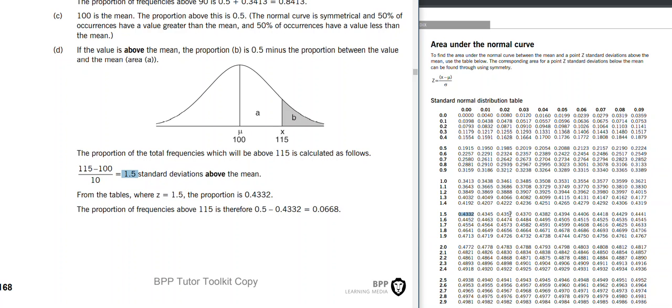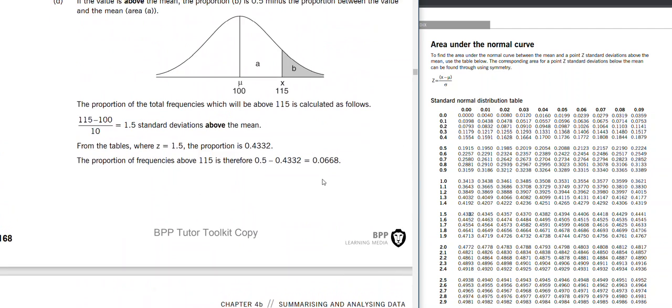So this percentage that is given here, this is a percentage for this part and this part. So it shows you what is the percentage here. It shows you what is the percentage here. Okay? So we have 43.32%, but we are finding the percentage above 115. So it would be the remaining, which is 50%, this whole thing, and then minus this percentage.